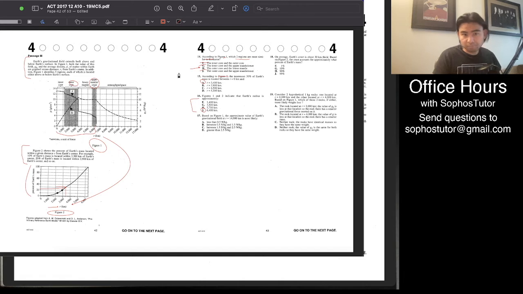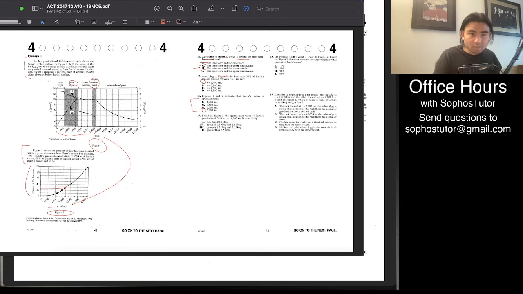Let's go on to 17. Based on figure 1, the approximate value of Earth's gravitational field at R equals 14,000 is most likely. So we go back to figure 1. We need to find R equals 14,000. Now, R is on the bottom. 14,000 is off the chart. Okay? So we want to make a mark approximately where we would expect 14,000 to be. Can't draw 14 here. It's where this red mark is.